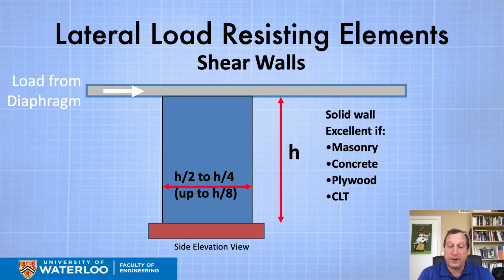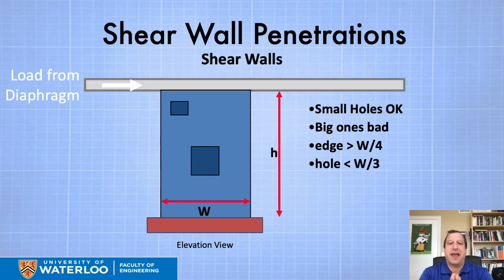But from an economics point of view, and if you want to put any holes in them, having that width W be somewhere in the half of the height is quite effective. And many practical shear walls are even wider than that. They will have a width that's equal to their height. And that means that they really act in shear. They don't act in bending.